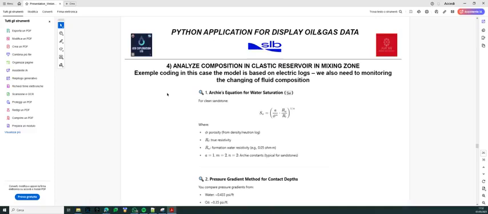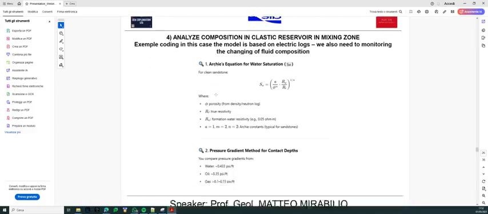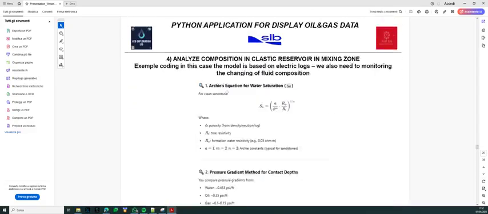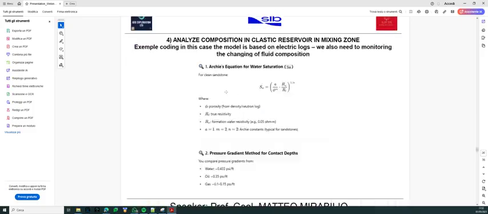The model is based on electrical logs. Electrical logs and petrophysical interpretation can really support this kind of analysis and these kinds of evaluation. For example, we have the porosity, the true resistivity, the formation water resistivity, and you compare pressure gradients and other kinds of this.